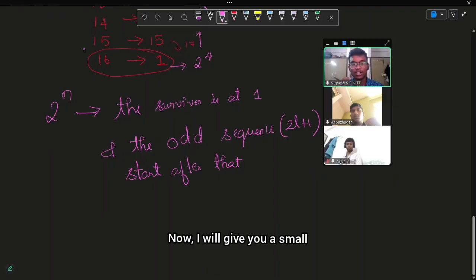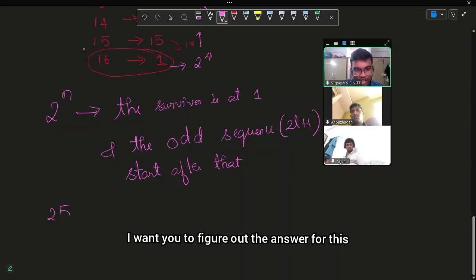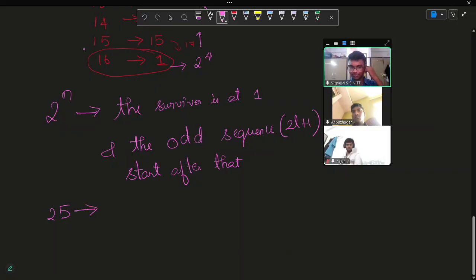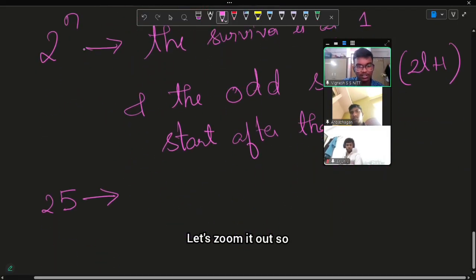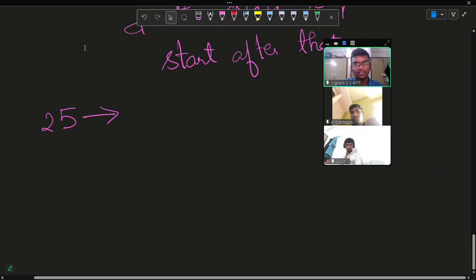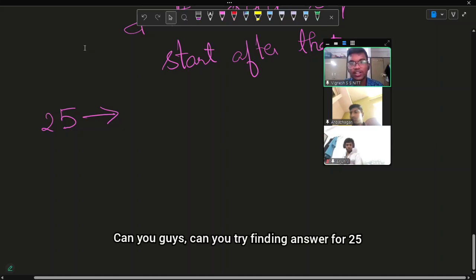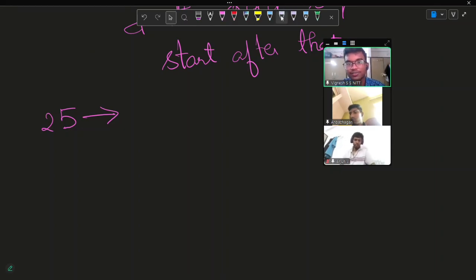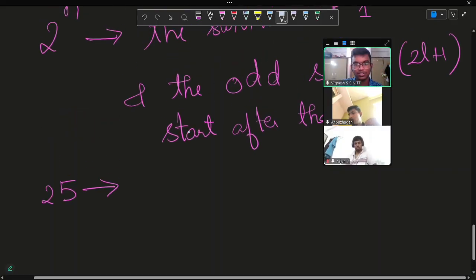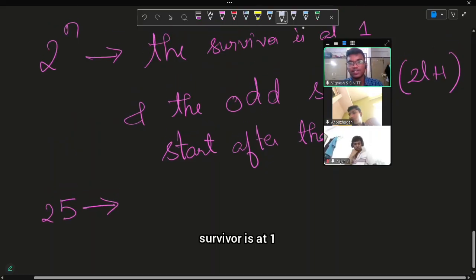Now I will give you a small number and you want to find that using this small line which I said, or this line which you have inferred previously. So let the number be now 17. I will give 25. I want you to figure out the answer for this. Let's zoom it out so that it gives much clarity. Can you try finding the answer for 25? I'll show the sequence also. Survivor is at 1.